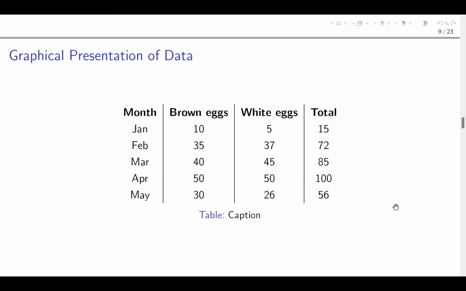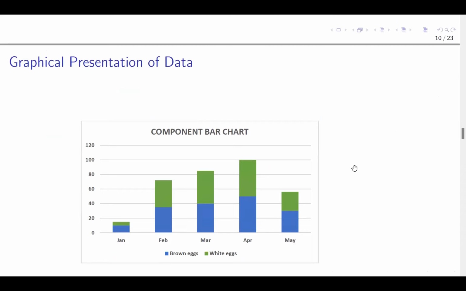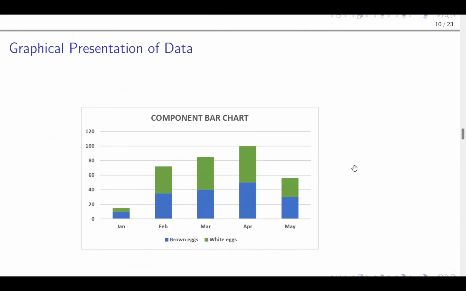So you have an example of a table here, the same previous example where we have our months, the number of brown eggs, number of white eggs, and the total number of eggs, okay? So if you look at 10 plus 5, we have 15, 35 plus 37 is 72, and so on. So what does a component bar chart do, or how does it show up? A component bar chart allows you to represent two different data on the same graph and simultaneously showing you the total count of these two different data, all right?